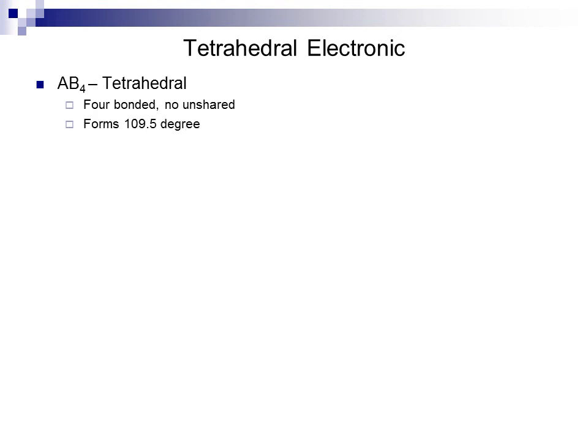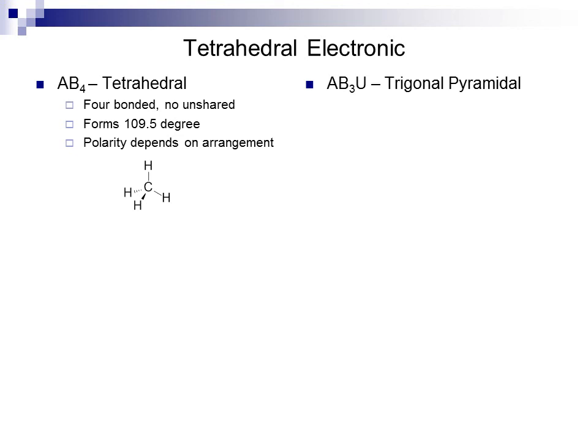Now for tetrahedral electronic geometries, there are three different molecular geometries associated with the electronic geometry. There is AB4, where I have four bonded atoms, and that is a tetrahedral molecular geometry. There are four bonded atoms with no unshared pairs. This forms 109.5 degree angles between the bonded atoms, and the polarity of the molecule depends upon the arrangement. If all of the atoms are the same, then it's going to be nonpolar. If they are not all the same, it may be polar. For example, the methane molecule, CH4, is a nonpolar molecule because all the hydrogens are the same.